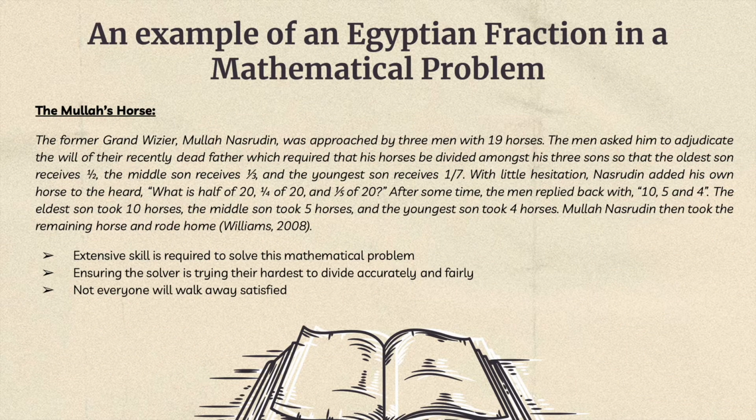An example of a mathematics problem is called the Muller's horse. In this mathematics problem, not only is extensive problem-solving skill required, but it also needs to ensure that the solvers divide the shares as equally as possible, due to the almost impossibility of equally dividing unit fractions amongst people.